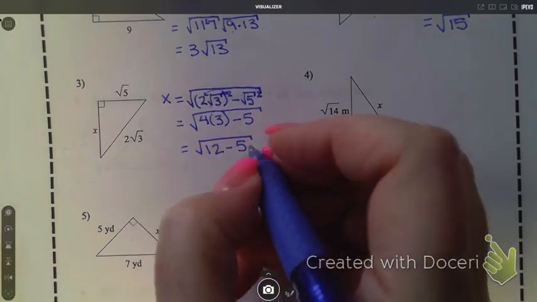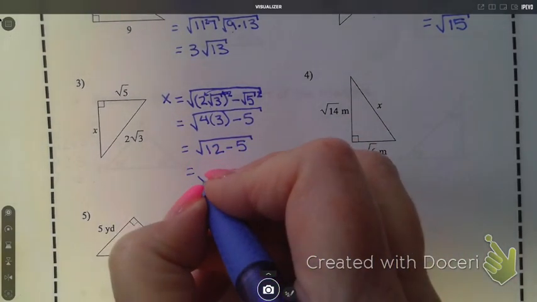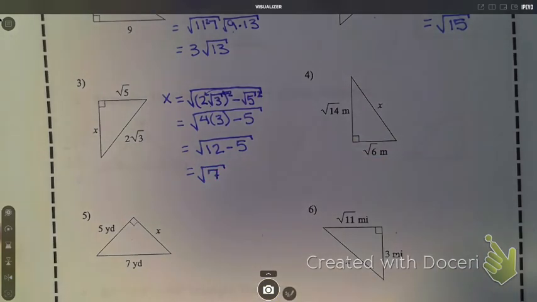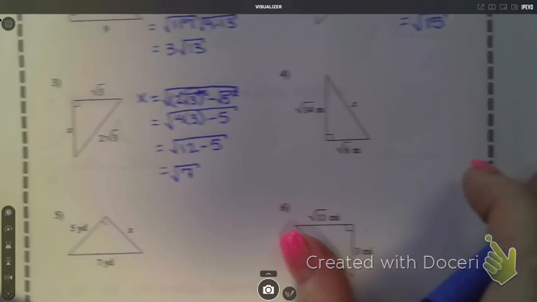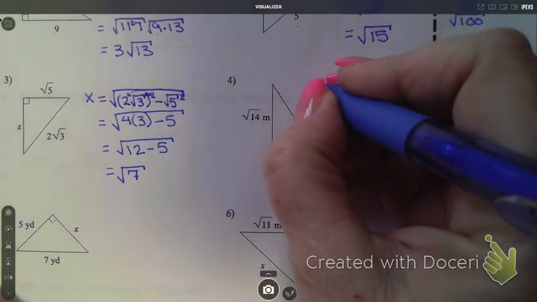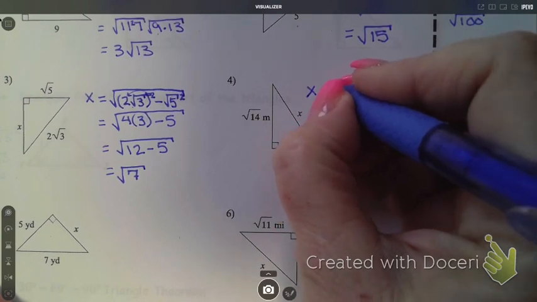Okay, 12 minus 5 is 7. So the square root of 7. Do I need to go anywhere? No, because it is prime, yes? Okay. Leg or hypotenuse? Hypotenuse. Add or subtract? Add. So now I'm going to let you go all the way.